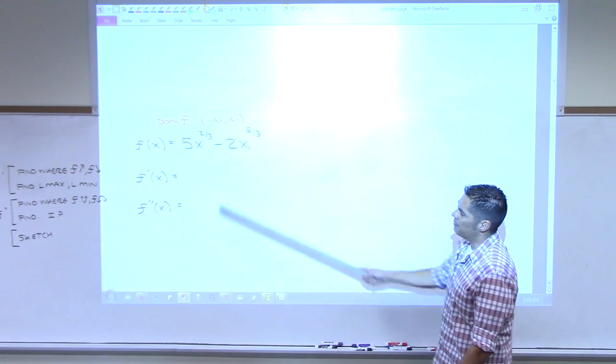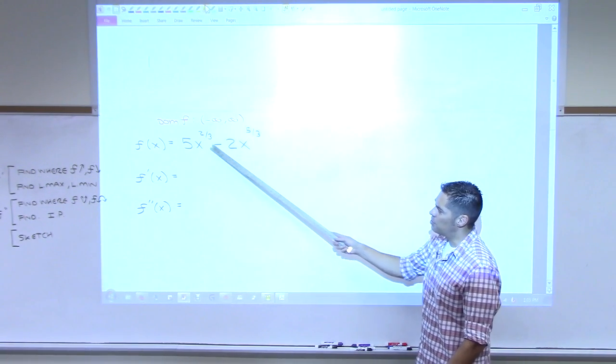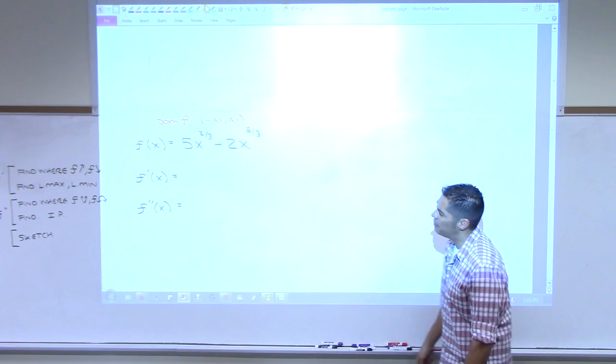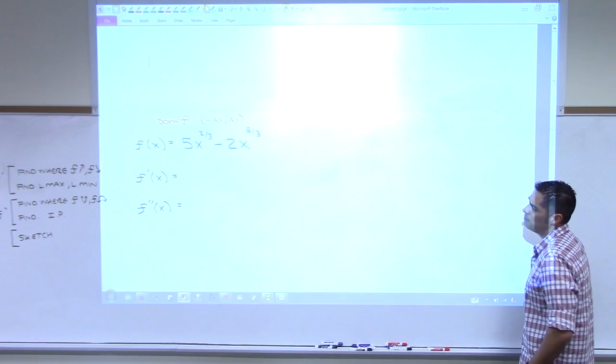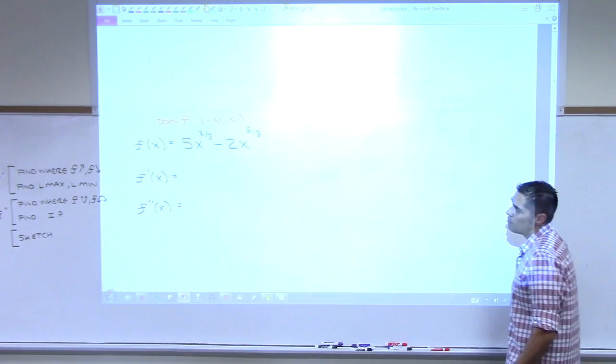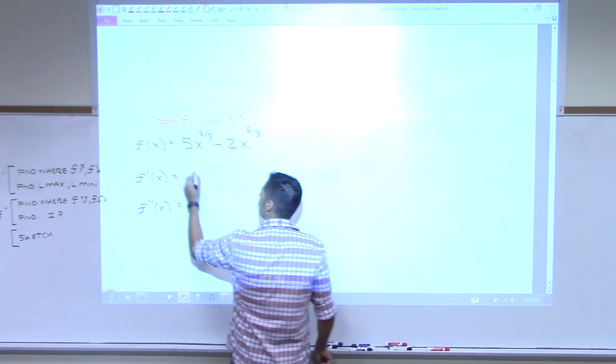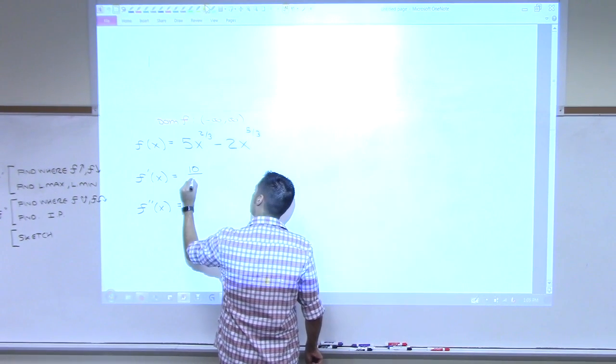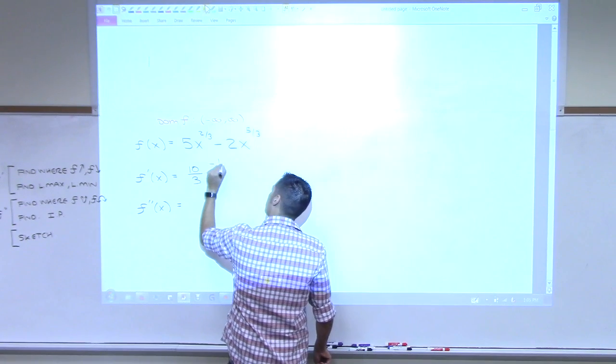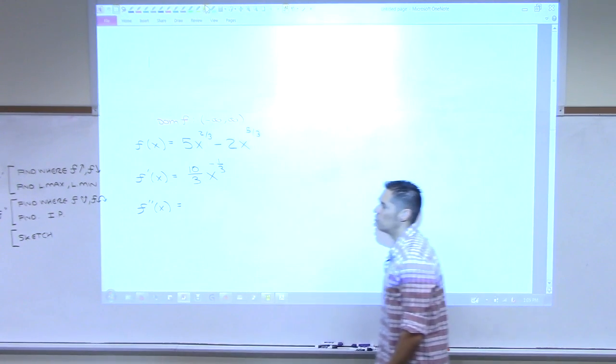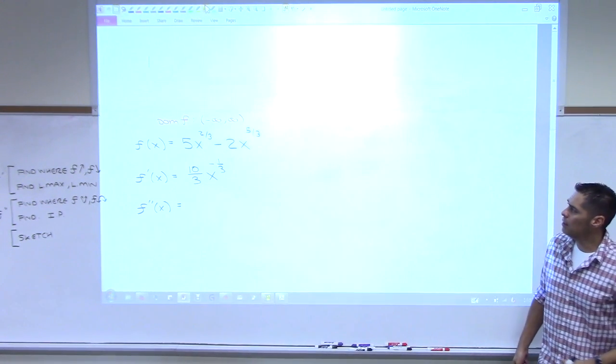All right, first derivative. I have two terms, so I can just do power rule on each of these. What's the derivative of that first term? 10/3 x to the negative 1/3. Y'all agree? Power rule: drop the 2/3 down, subtract 1. Next one.